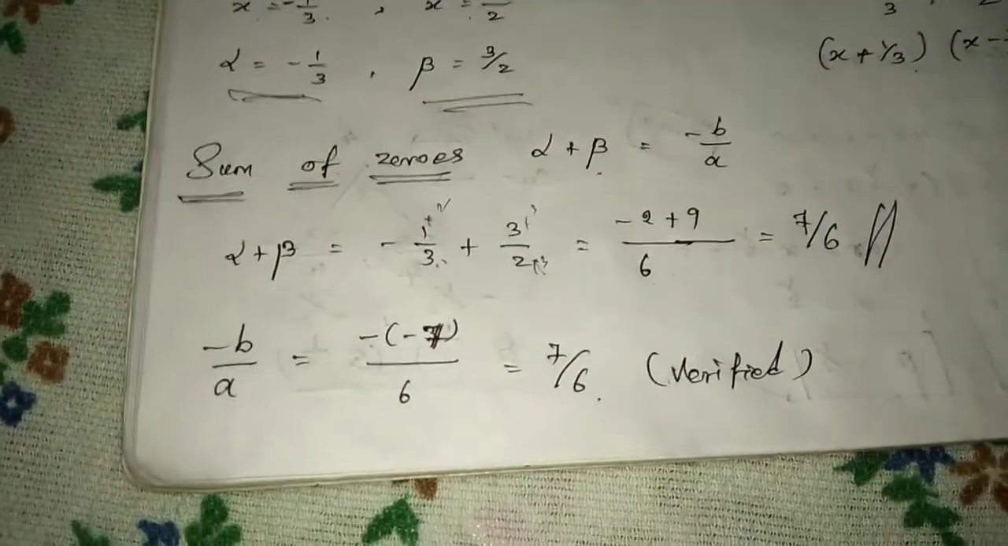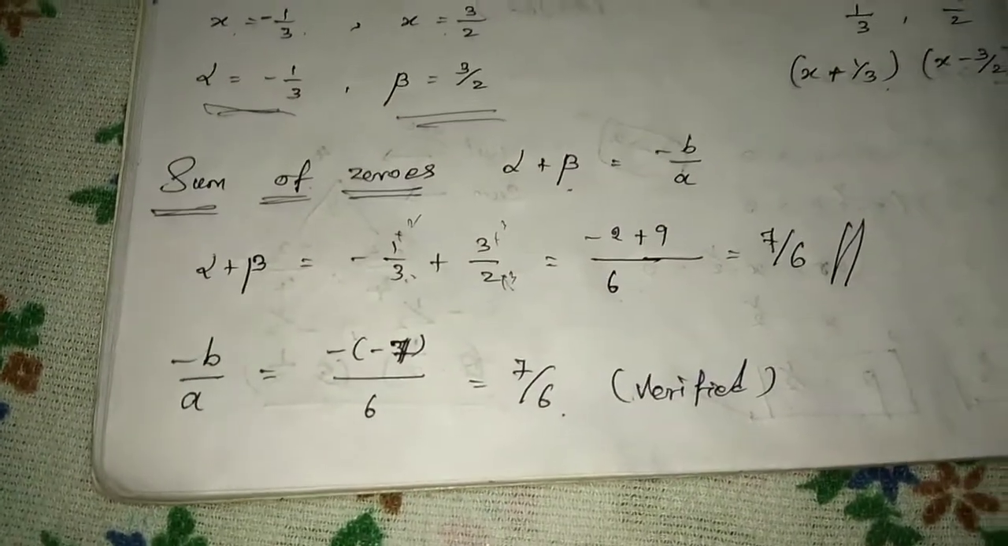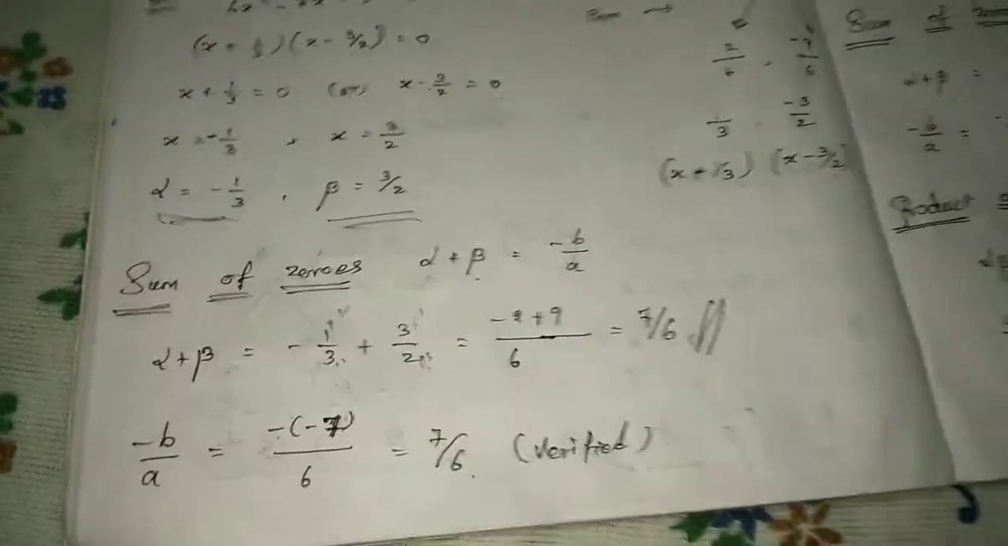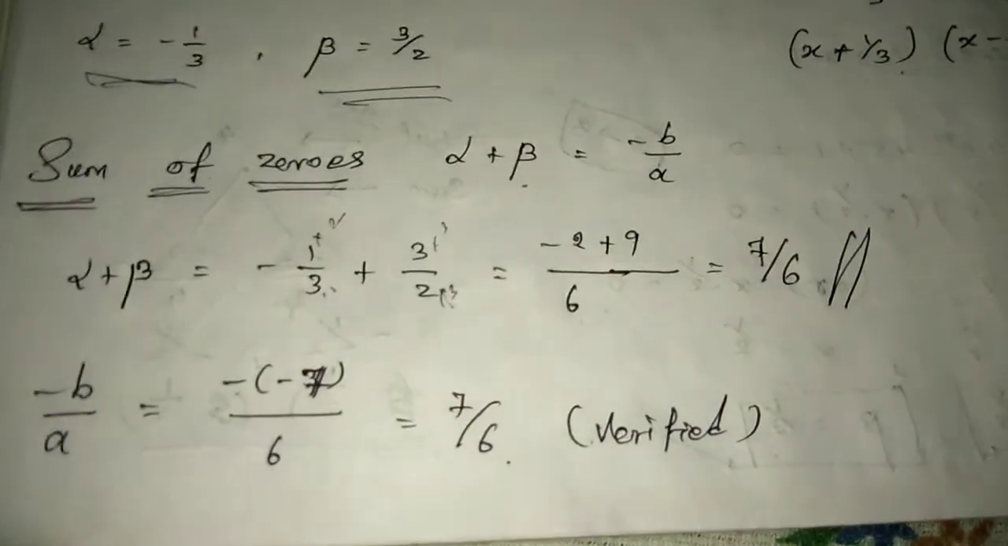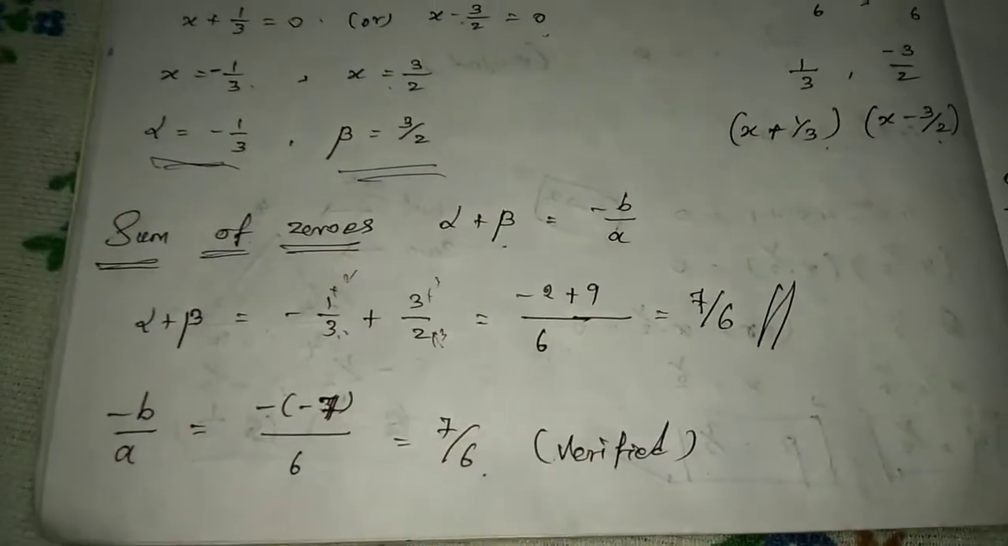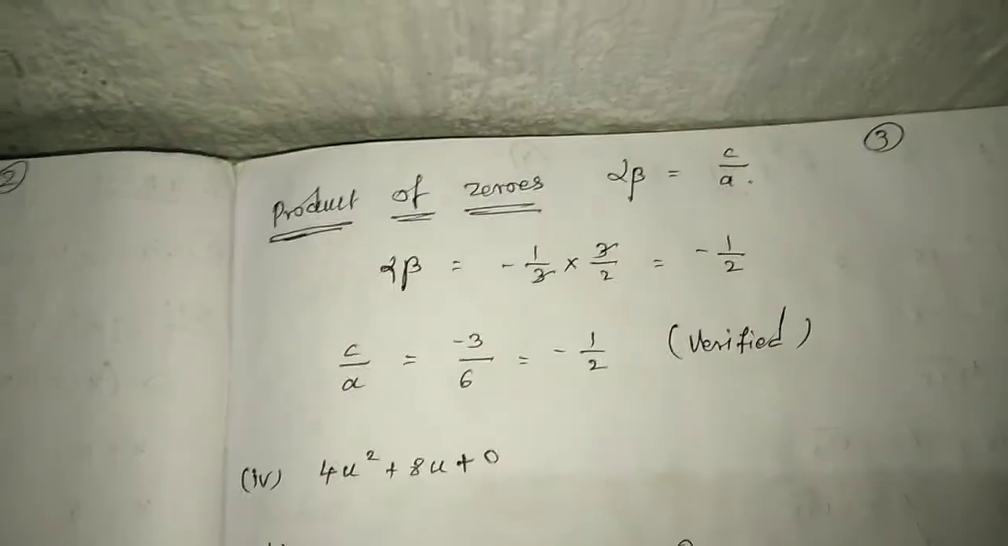Next one, minus b by a. So in this equation, the b value is minus 7. So minus of minus 7 divided by 6. Minus of minus 7 is plus 7, so plus 7 by 6. Are you all clear?